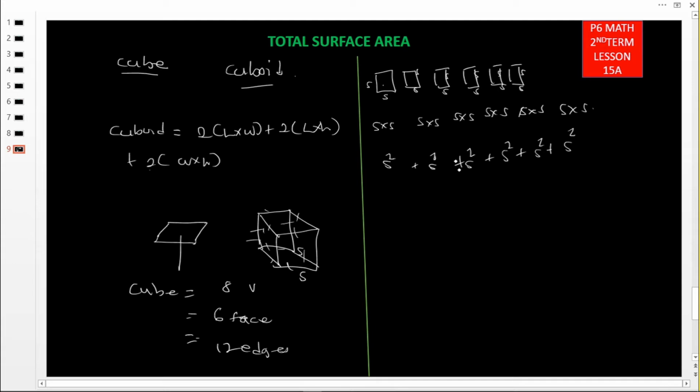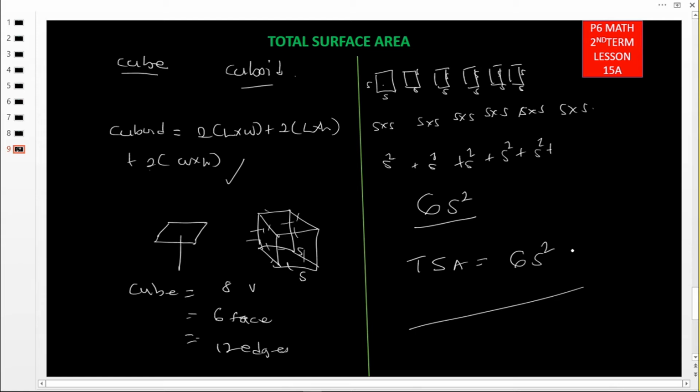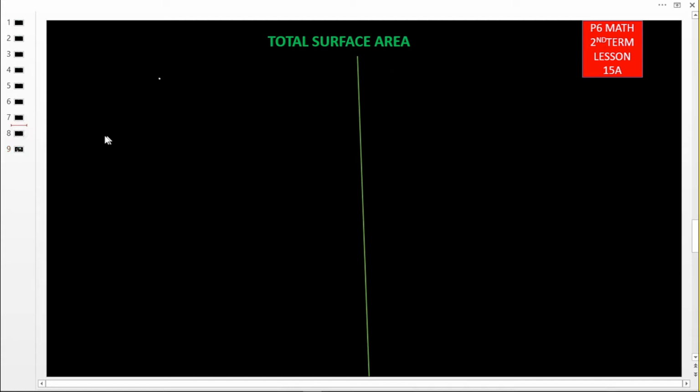So from algebra, how many s squareds did we have? 1, 2, 3, 4, 5, 6. We have 6 sides squared. Therefore the total surface area of a tube is obtained as 6 sides squared. For a cuboid it is this one, then for a tube it is 6 sides squared. Okay, so let us go and get our first example here.